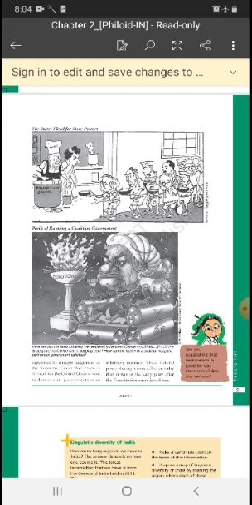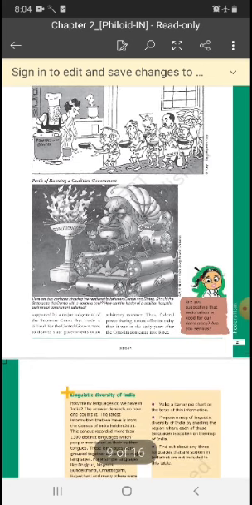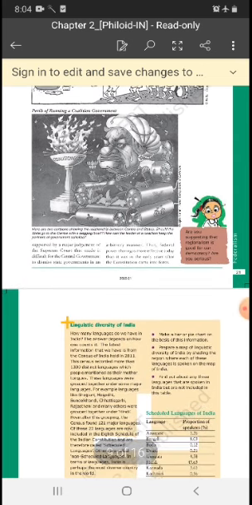A major step toward decentralization was taken in 1992. The Constitution was amended to make the third tier of democracy more powerful and effective. Now we'll see the key features of the third tier of democracy. The first one is that it is constitutionally mandatory to hold regular elections to local government bodies.